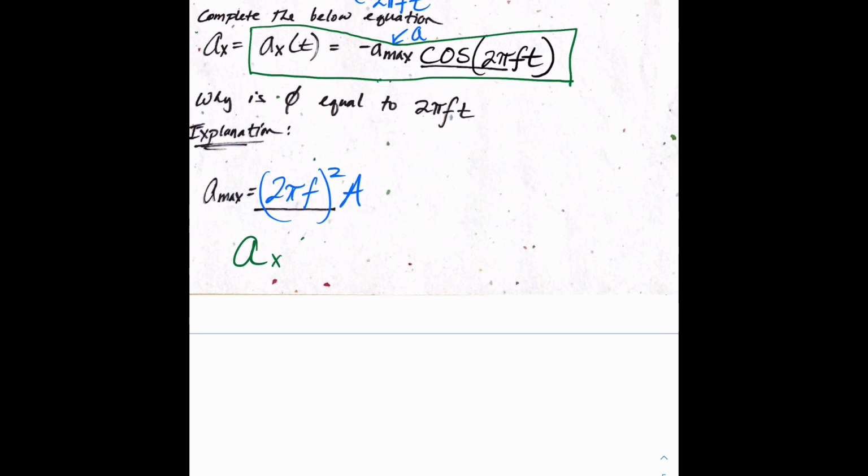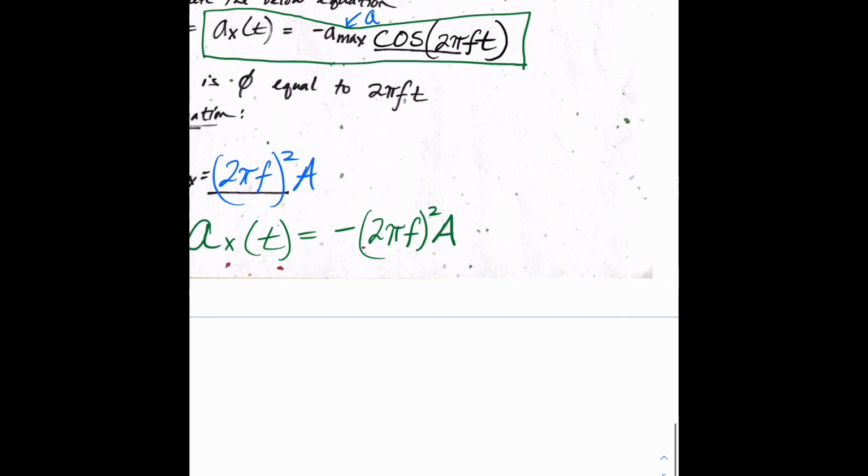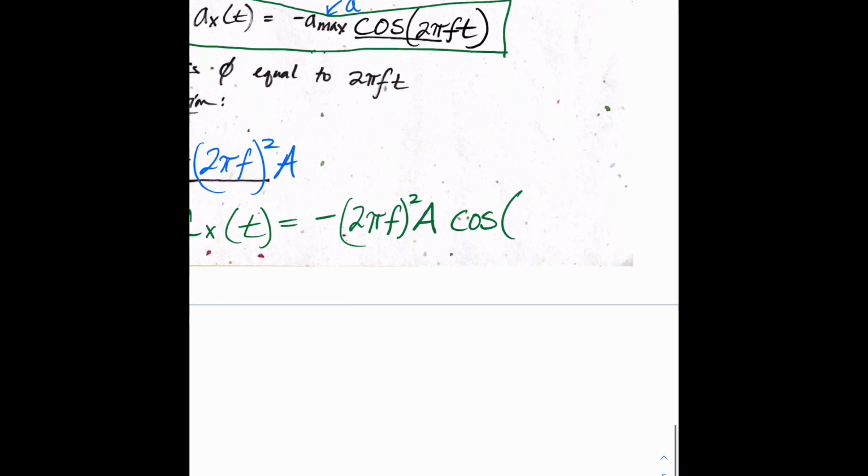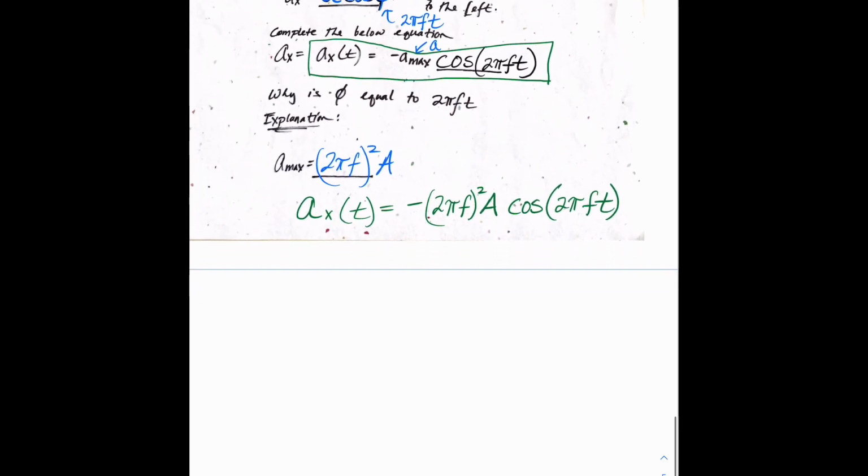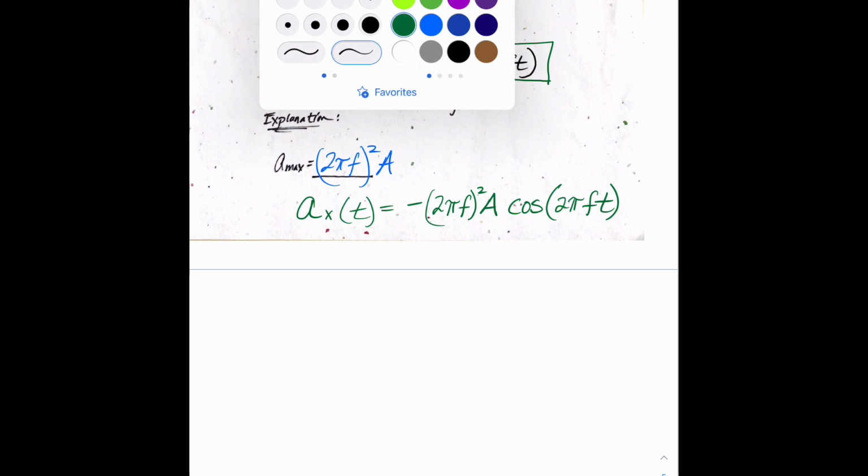The acceleration as a function of time is equal to negative, instead of A max, we'll put in that 2 pi f squared times the amplitude, right, for A max. And then multiply that by the cosine of 2 pi ft. Once again, if you know the derivatives, then maybe this makes a little more sense, where that 2 pi f out front, why it's getting squared. And if you don't, that's fine too.